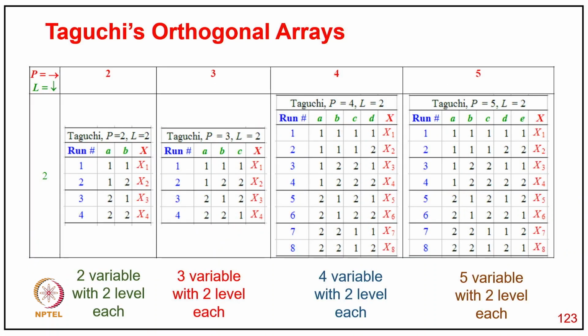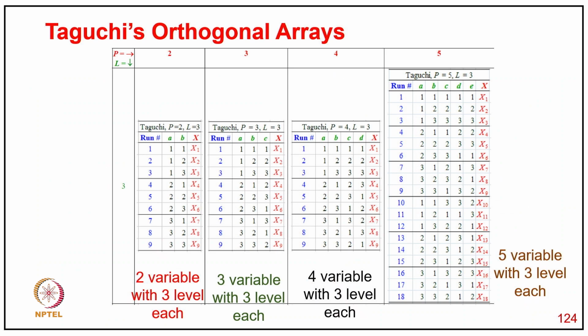This is a typical table with 2 variables and 2 levels, where you have p equal to 2 and L equal to 2. For p equal to 2, 3, 4, 5, it is shown here with L equal to 2: 2 variables with 2 levels, 3 variables with 2 levels, 4 variables with 2 levels, and 5 variables with 2 levels each. So you can see how the Taguchi array is formulated, the kind of array that forms from this diagram.